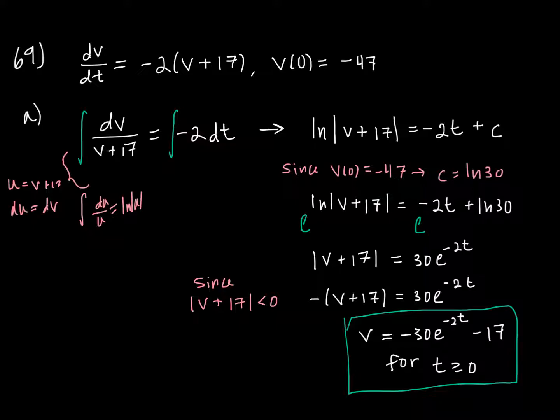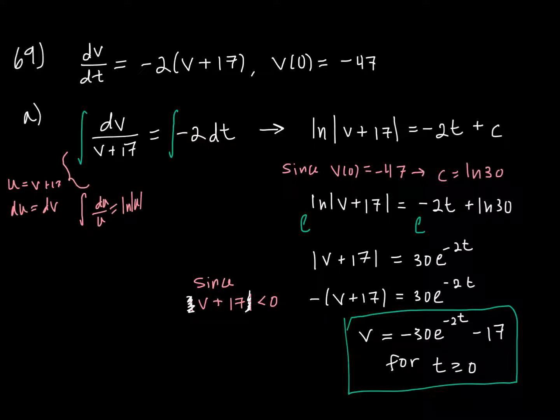And I made a little error here. I wrote the absolute value signs here. I meant to not have those. So what I'm trying to say here is that v plus 17 is always negative, which means that if you're taking the absolute value of a negative number, you're changing the sign. So we can rewrite that as just v plus 17 times a negative, because when this is negative times another negative, we get a positive. So that has the same action as taking the absolute value.